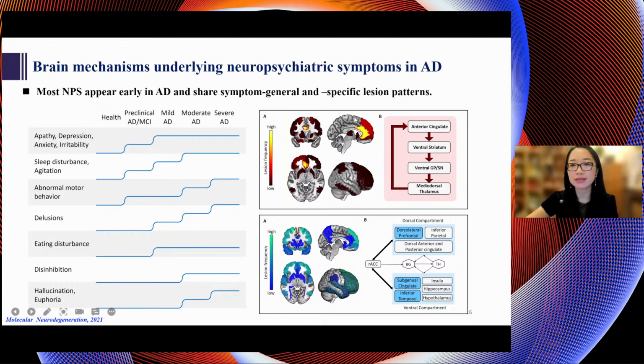And we also studied specific lesion patterns, and we found the anterior cingulate area is the common damage area. The other parts, like the prefrontal cortex, especially the orbital frontal cortex, are very region specific. They are all related to most NPS symptoms.